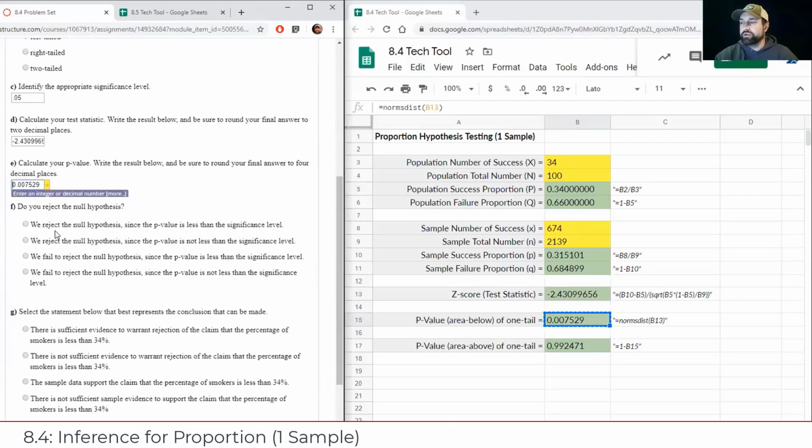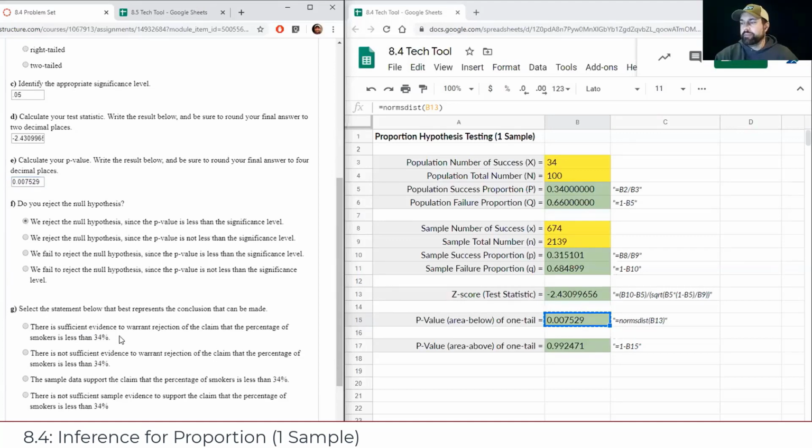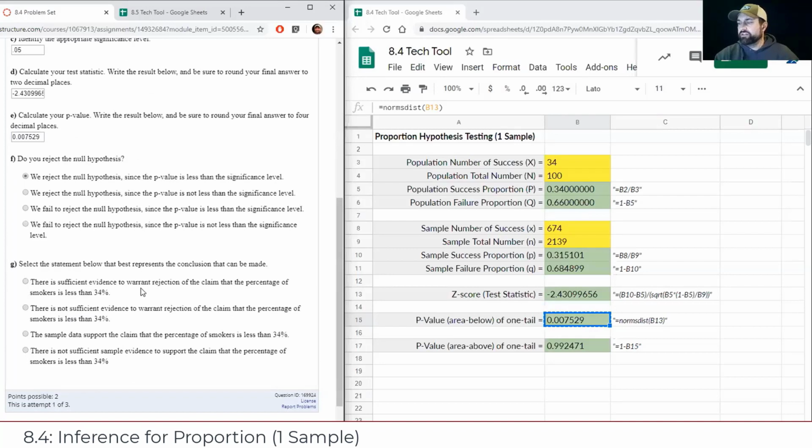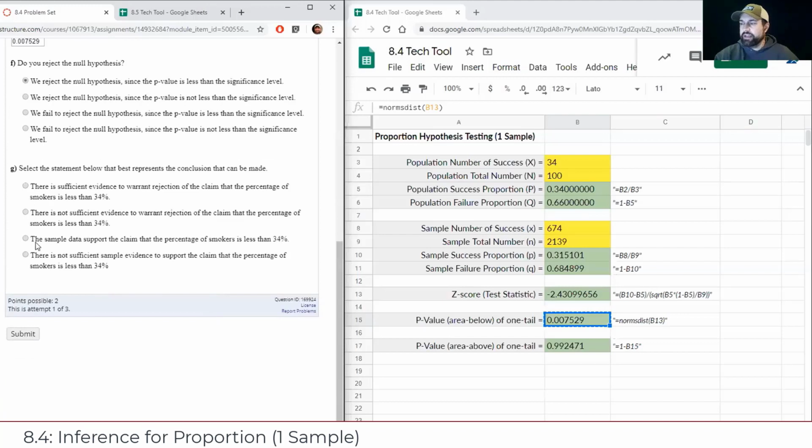That means we get to reject the null hypothesis since the p-value is less than the significance level. So we'll select that one. That looks correct. And then there is sufficient evidence to warrant rejection of the claim that the percentage of smokers is less than. No. There is not sufficient evidence to warrant rejection. The sample data supports the claim that the percentage of smokers is less than that. There's not sufficient evidence. We're going to go with this one and see what happens.